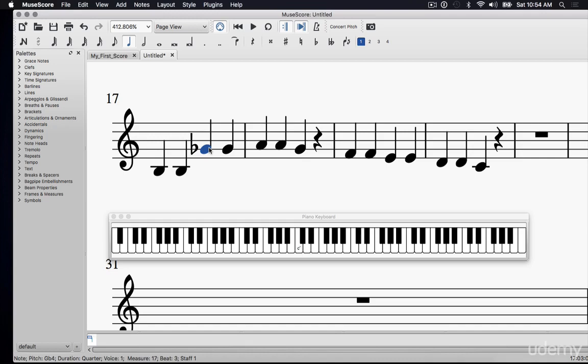Now, many other parts of the world don't use movable do. They use a system called fixed do. In fixed do, C is always do. It's always the pitch C no matter what key you're in. So this depends on where you are and how you were trained. I'm a movable do person because that's how I learned it, so that's how I'm going to do it.